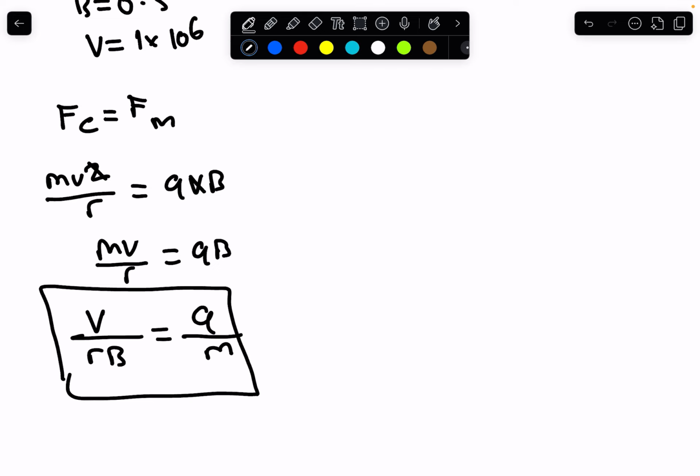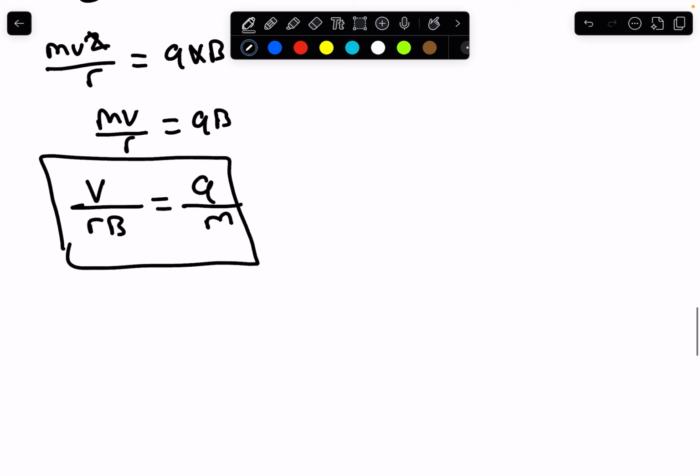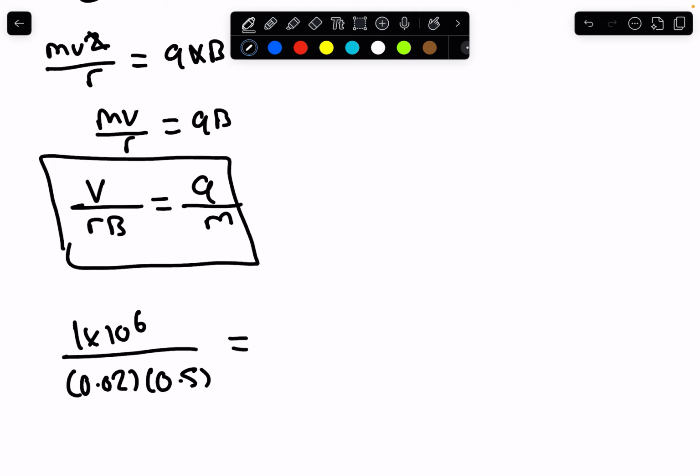Okay, now it's telling you to calculate. You're given v, which is 1 times 10 to the 6. So we're just plugging in the values: v divided by the radius, which is 0.02, multiplied by the field strength, which is 0.5. I know it will equal 1 times 10 to the 7, but let's make sure on the calculator. And that is correct, 1 times 10 to the 7. And do not forget your units here: it is coulombs per kilogram.